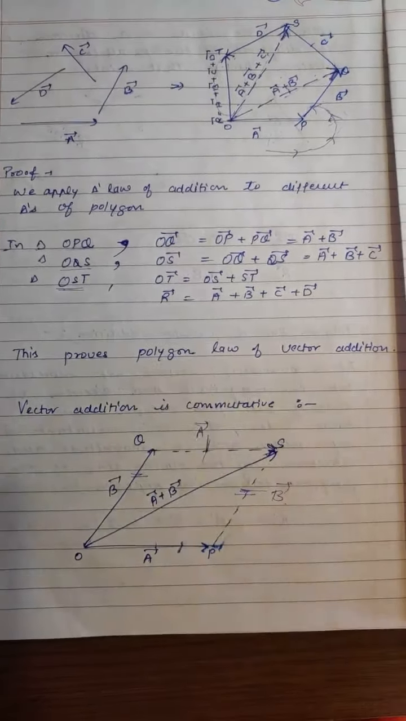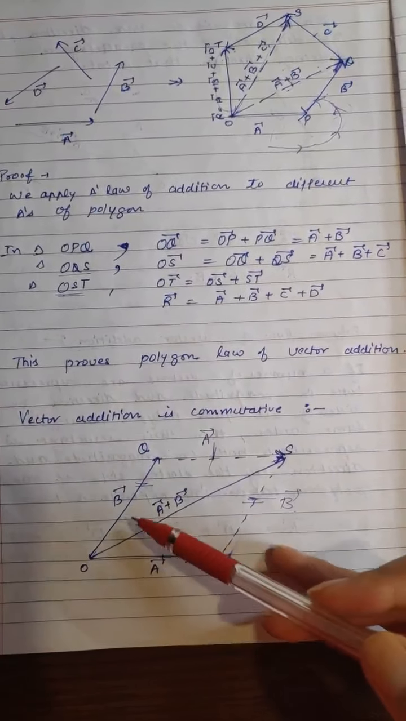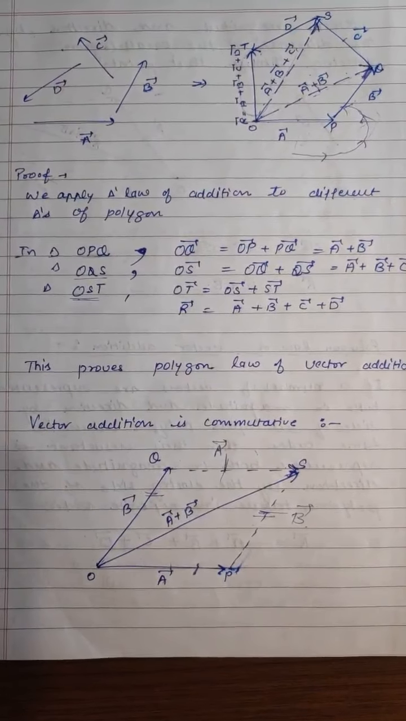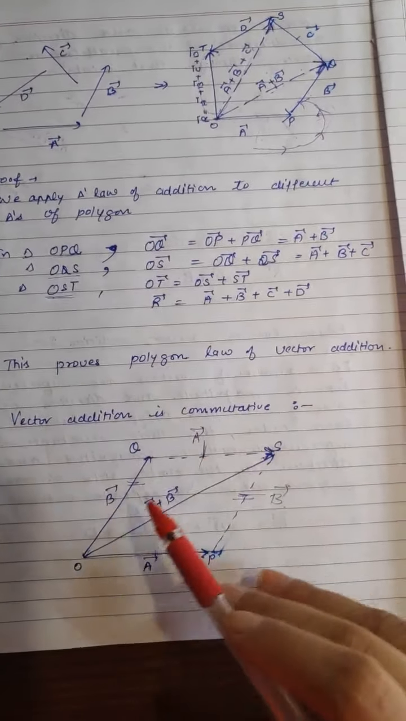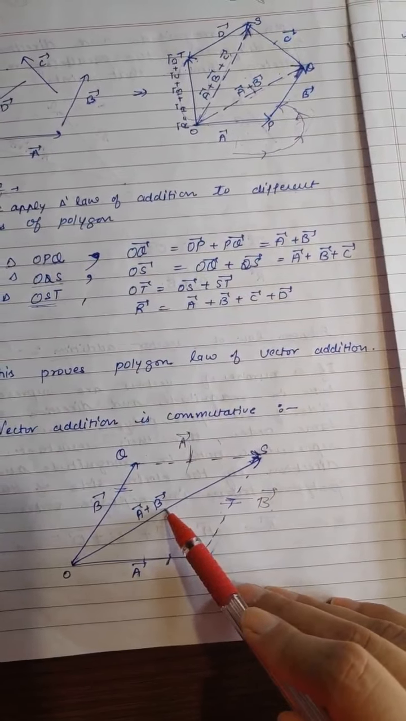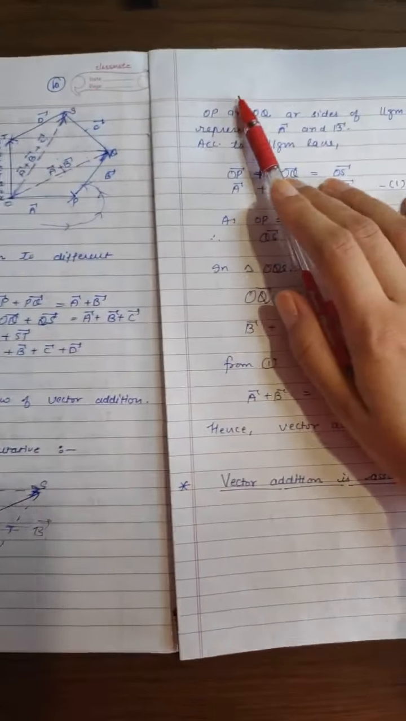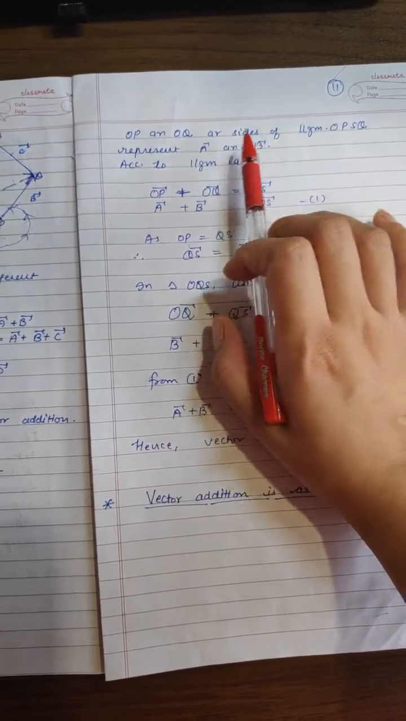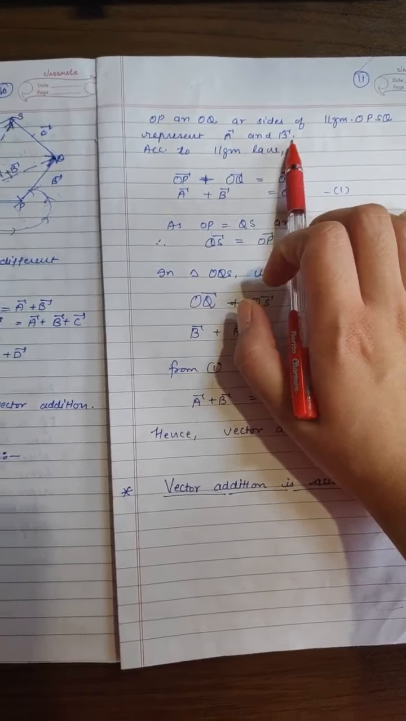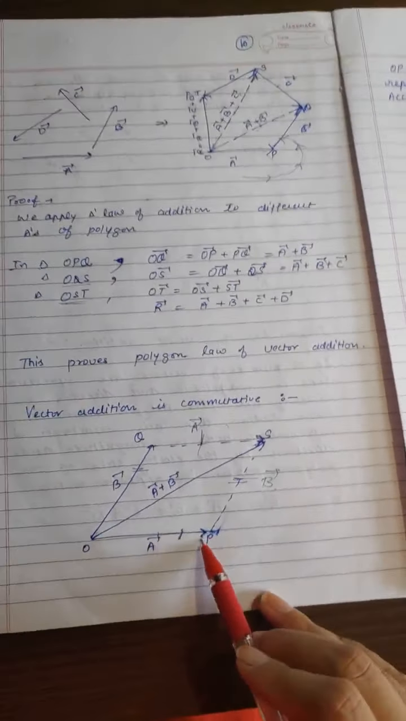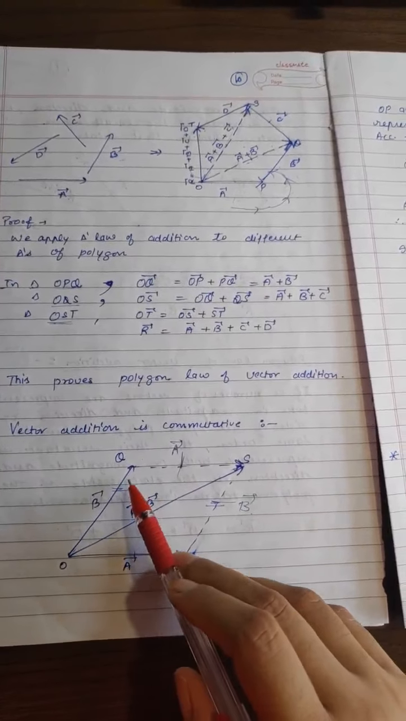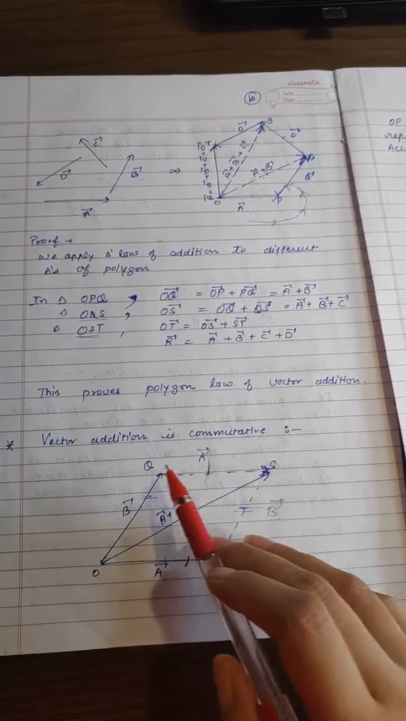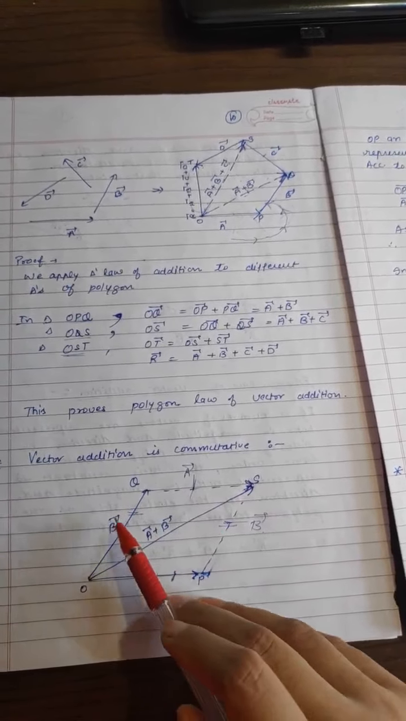Let's start this. For this we have taken a vector and b vector, two vectors. They are taken along the two sides of the parallelogram, and the resultant will be the diagonal, which will be equivalent to a plus b vector. Now, OP and OQ are the sides of the parallelogram OPSQ, and they represent a vector and b vector. This is OP, that is a vector, and this is OQ, that is b vector.